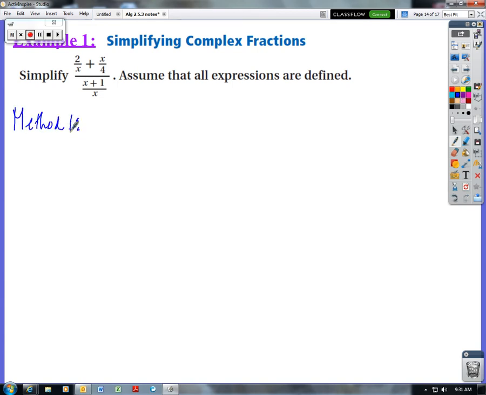The first method is to get a common denominator in the numerator and combine those fractions. So maybe I better write the steps down. Number 1, add the fractions in the numerator. So I'll do the work over here. That means I have to get a least common denominator, which is going to be 4 times x.